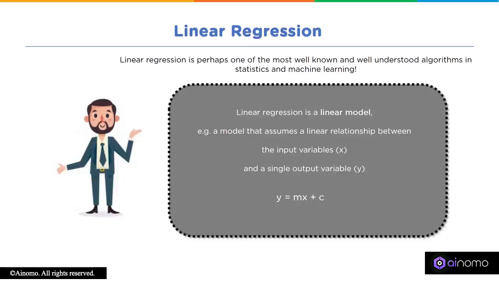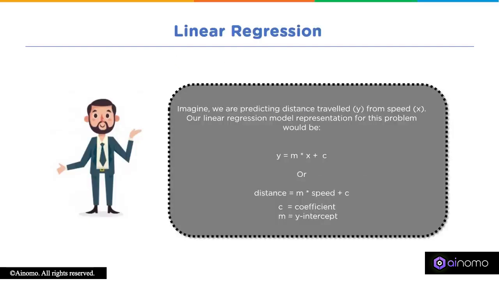Linear regression is perhaps one of the most well-known and well-understood algorithms in statistics and machine learning. Linear regression is a linear model, for example, a model that assumes a linear relationship between the input variables x and the single output variable y. If you remember from your algebra classes, y equals mx plus c. Imagine we are predicting distance traveled y from speed x. Our linear regression model representation for this problem would be y equals m times x plus c, or distance equals m times speed plus c, where m is the coefficient and c is the y-intercept.